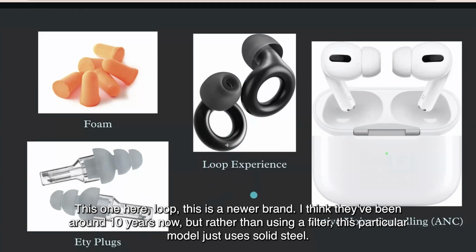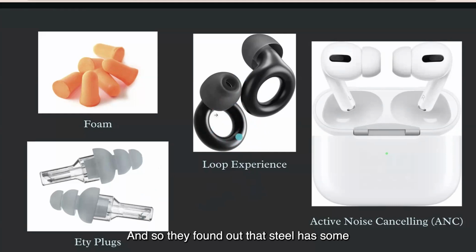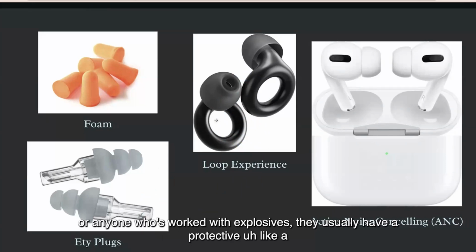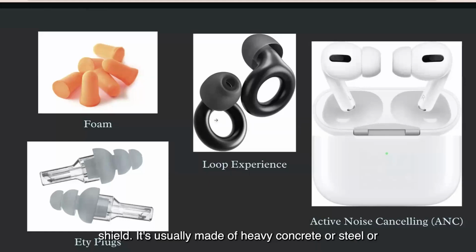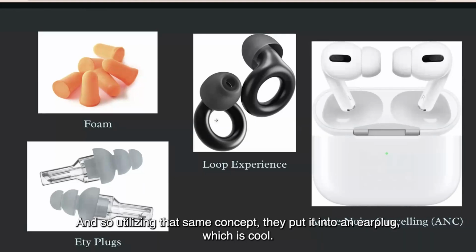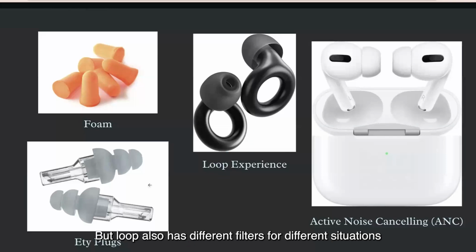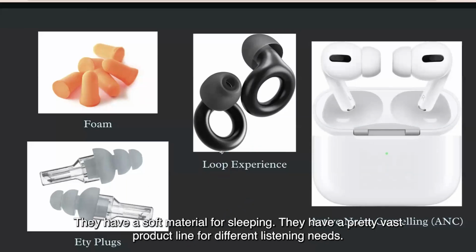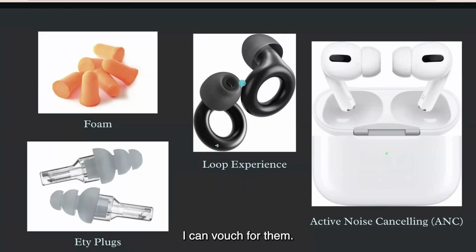This one here, Loop, this is a newer brand. I think they've been around 10 years now, but rather than using a filter, this particular model just uses solid steel. And so they found out that steel has some kind of acoustic properties that are favorable for listening. I always think about anyone who's worked with explosives. They usually have a protective shield, usually made of heavy concrete or steel, and that's one way to protect yourself from a blast. And so utilizing that same concept, they put it into an earplug, which is cool. But Loop also has different filters for different situations. They have a soft material for sleeping. They have a pretty vast product line for different listening needs, and I can vouch for them.